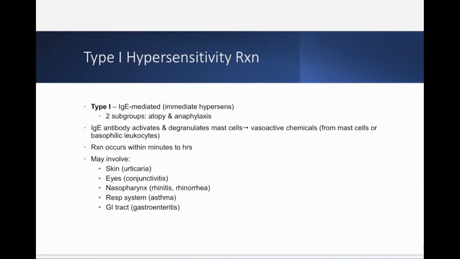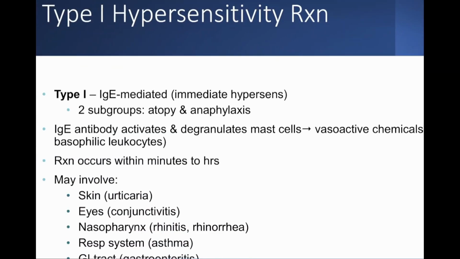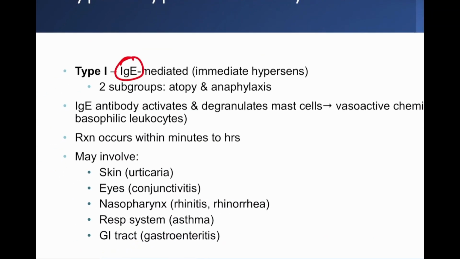So type 1. Type 1 is IgE mediated. And what's special about IgE? What causes IgE to occur? Allergies. So we call them allergic reactions because type 1 is an allergic reaction. There are 2 subgroups of type 1, atopy and anaphylaxis.